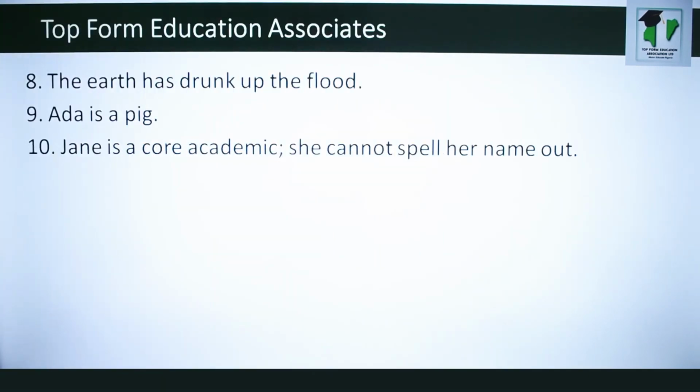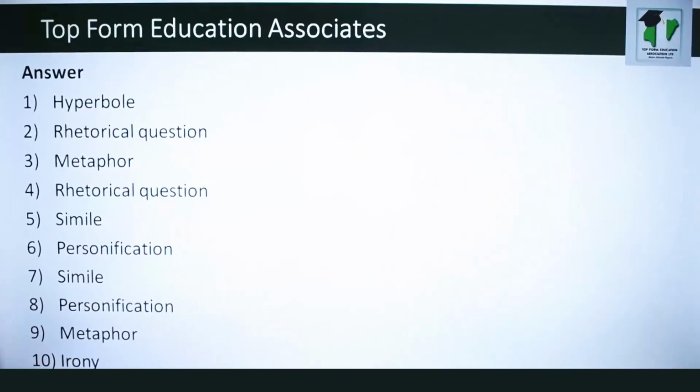Question 8. The earth has drunk up the fluid. Question 9. Ada is a pig. And question 10. Jane is a core academic. She cannot spell her name out. Wow. So having listened to all the questions, now mark your work. Here come our answers.